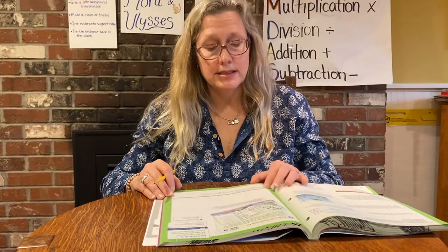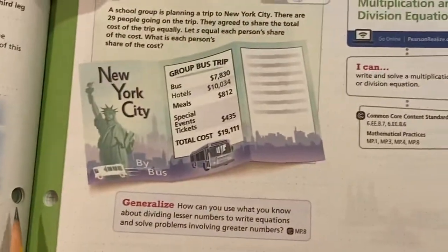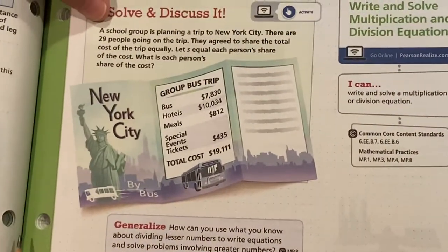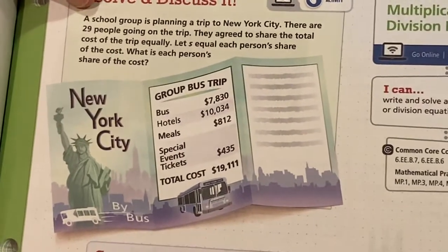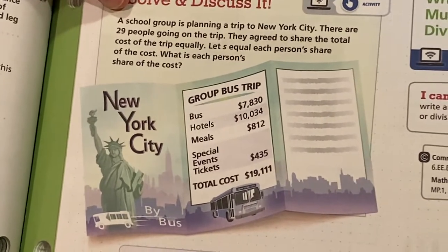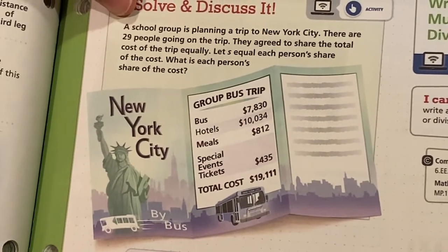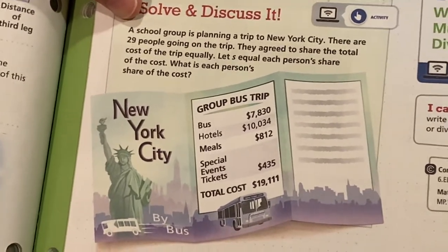So let's get started. On page 195, we have a school group planning a trip to New York City. There are 29 people going on this trip, and they agreed to share the total cost of the trip equally. Let S equal each person's share of the cost. What is each person's share of the cost?